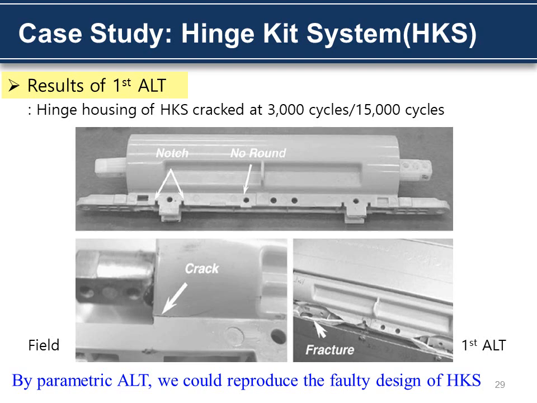I will explain the result of the first parameter art. As you can see on the slide, the hinge housing of the hinge kit system cracked at 3,000 cycles and 15,000 cycles. The pattern of the first art was very similar to that of the field. By parameter art, we can reproduce the faulty design of the hinge kit system.